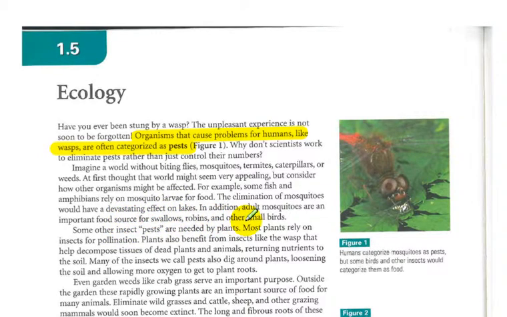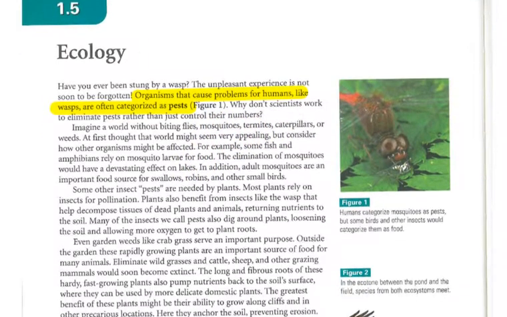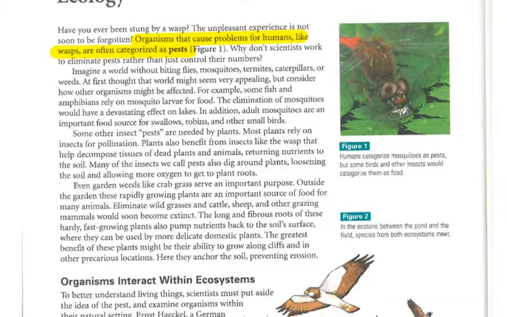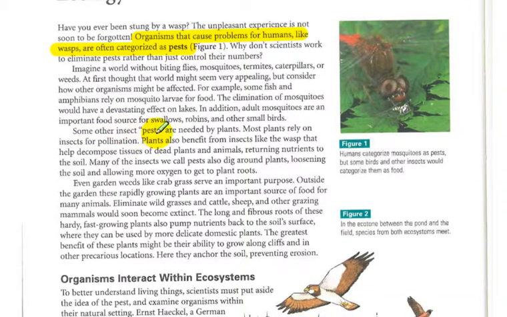So even though we look at them as being undesirable, they are part of the food chain and also food webs. So if we eliminated all wasps, it would affect animals higher up on that food chain. Some other insect pests are needed by plants. Most plants rely on insects for pollination. So those insects come and they spread pollen from one area to another. So they are beneficial that way.